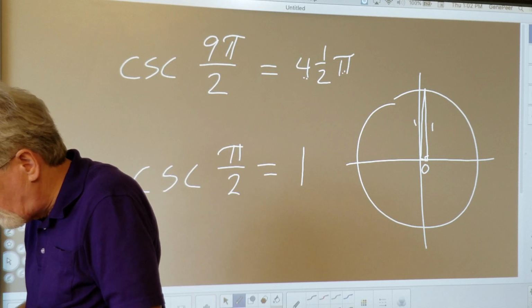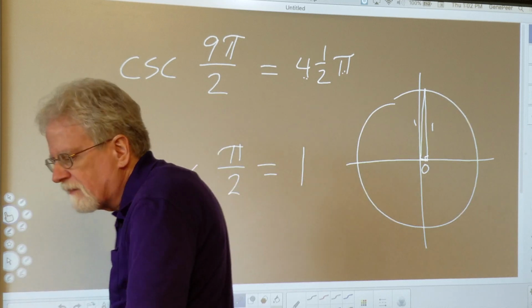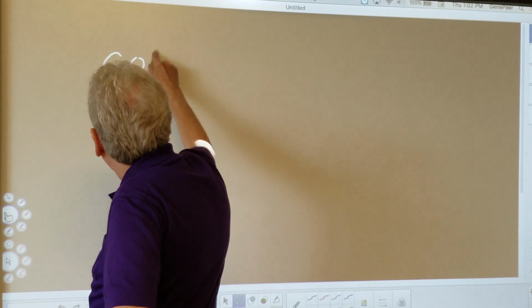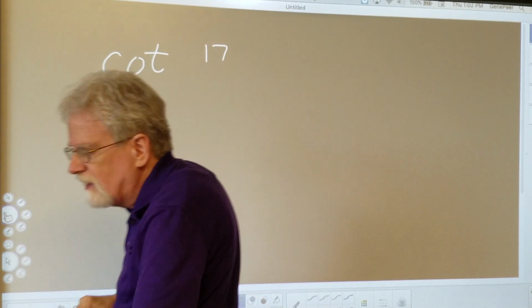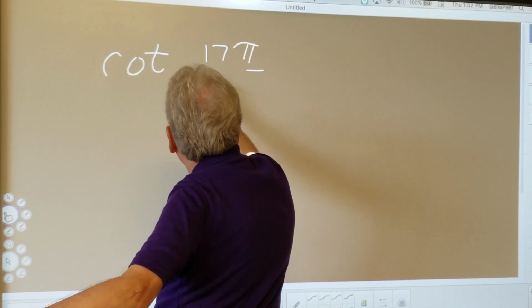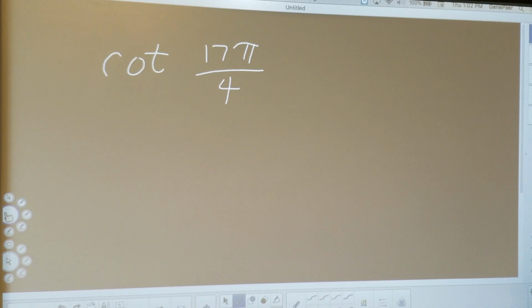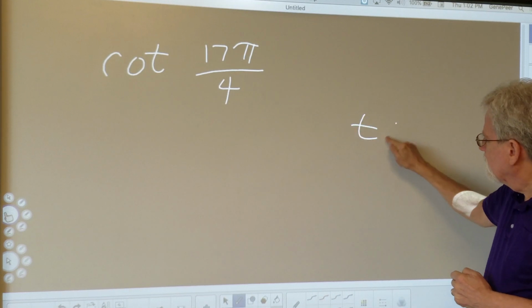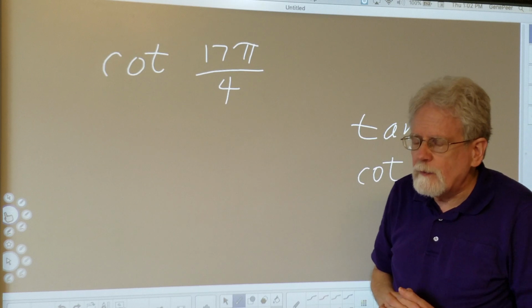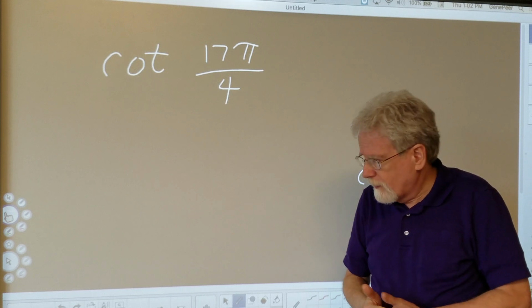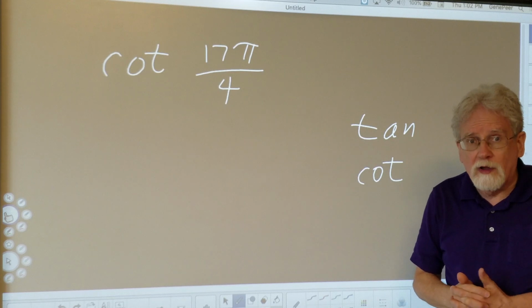Okay, and number 24. Same stuff. We're looking at cotangent. Cotangent is a little bit different. Cotangent of 17 pi over 4. What makes cotangent different is you don't toss out multiples of 2 pi. With tangent and with cotangent, those are periodic, yes, but they repeat every pi, or every 180 degrees. So you toss out any multiples of 1 pi.